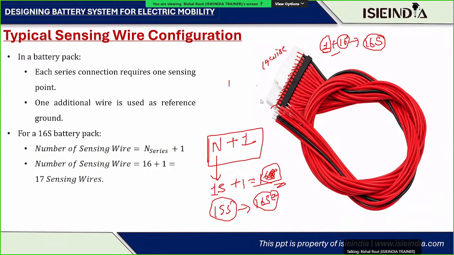And in the 16S BMS, 17 wires are there. That means 16 red wires and 1 black wire. So you have to do this properly, right? That is the reason why I gave you the formula here. So for a 16S battery pack, you will have N series plus 1, 16 plus 1, 17 wires. There is an assembly unit called the CV sensing wire assembly unit, where the sensing wires are connected to the battery pack, and they need to be properly connected.